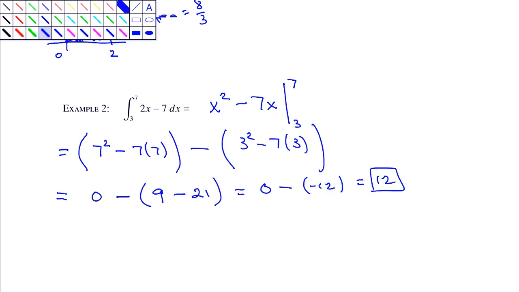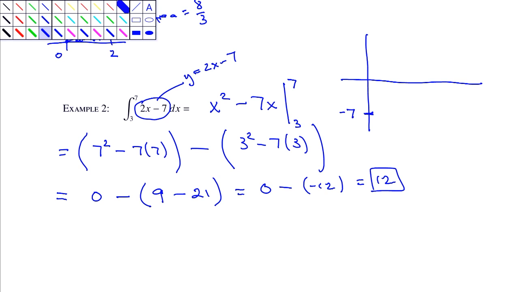Now, let's look at the picture. When you go to graph these, you graph the original integrand, not the antiderivative, because what an integral represents is signed area from the integrand, just like we did yesterday. So we're going to take y equals 2x minus 7. That's a line that starts at negative 7.